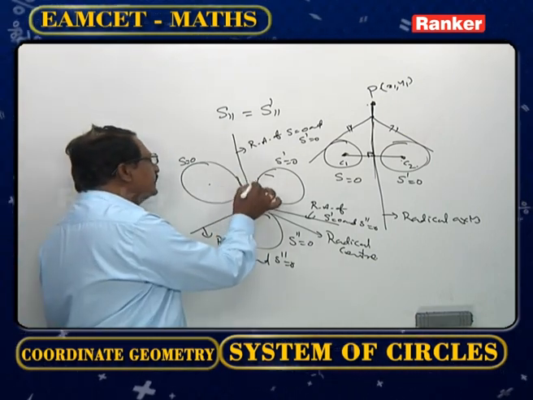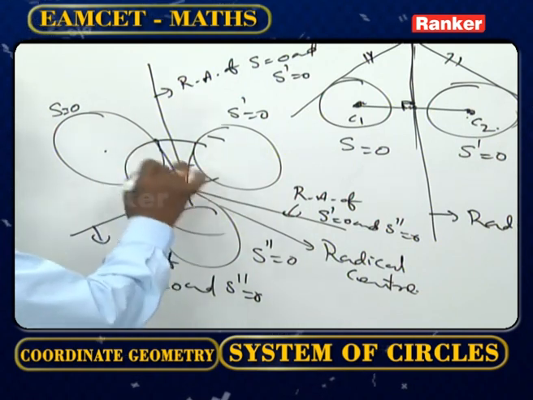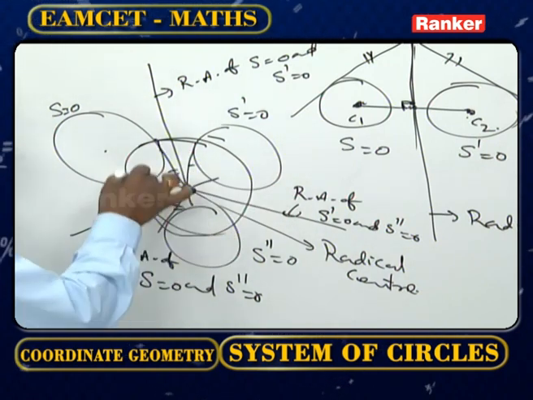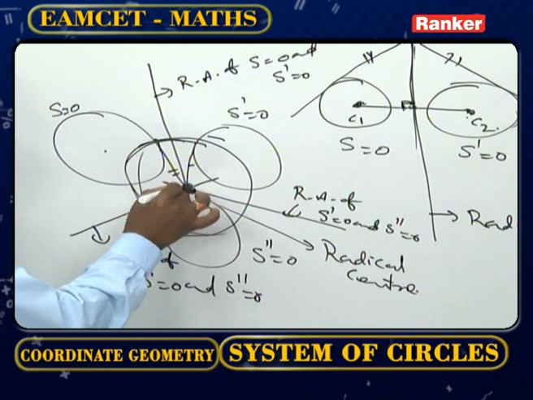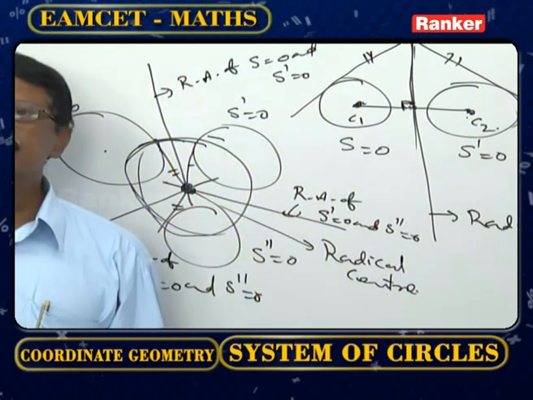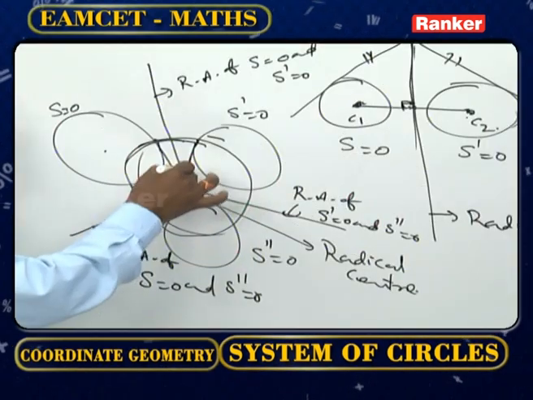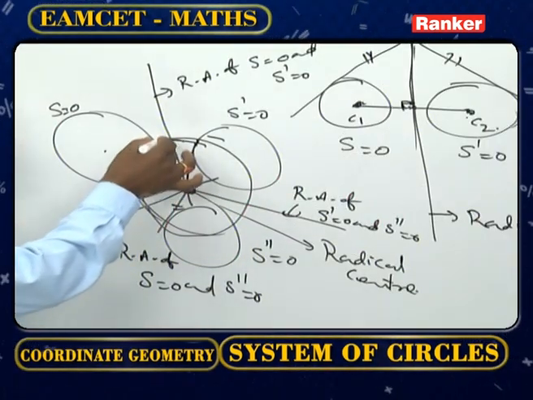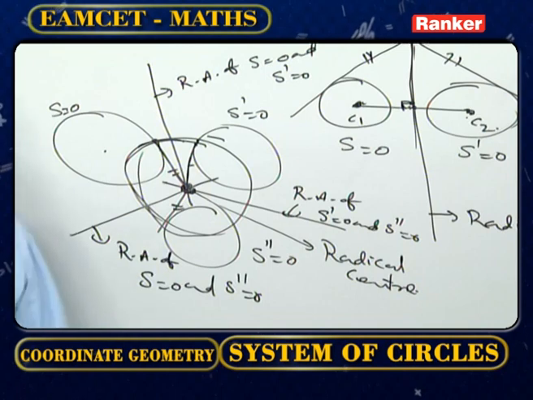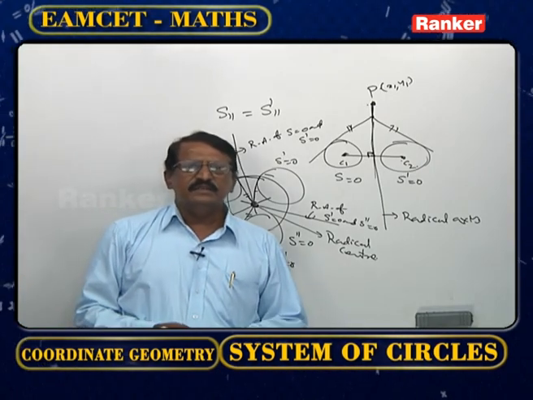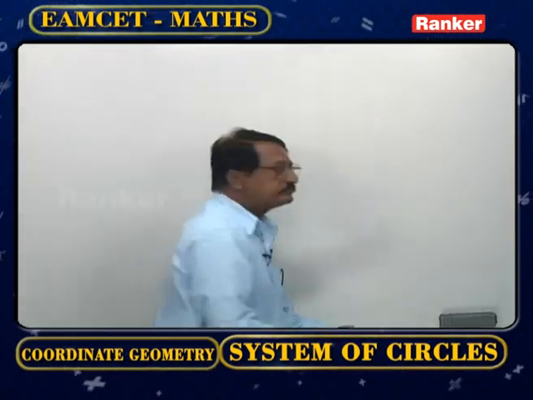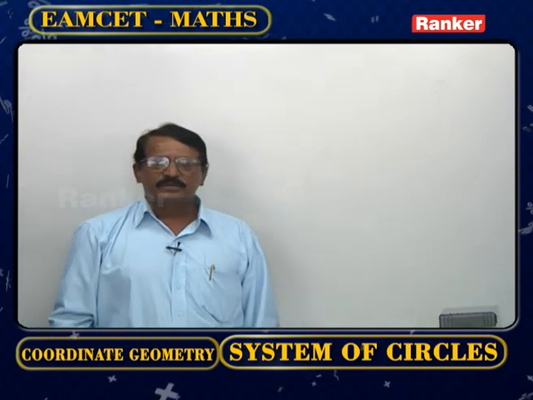If a circle is orthogonal to the three circles, then the radical center of the three circles is the center of the orthogonal circle, and the length of the tangent from the radical center to any one of the circles is the radius of the orthogonal circle. Next, we start problems.